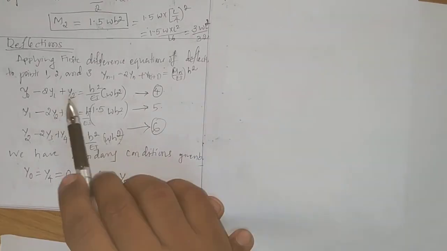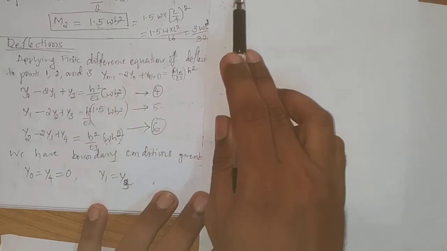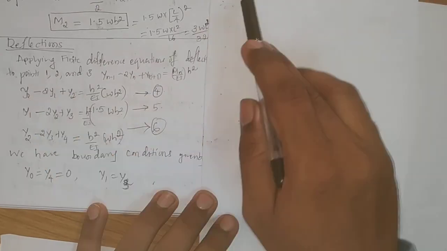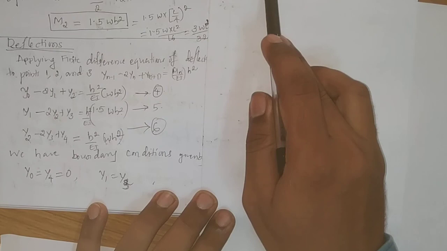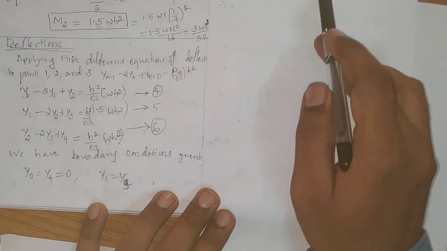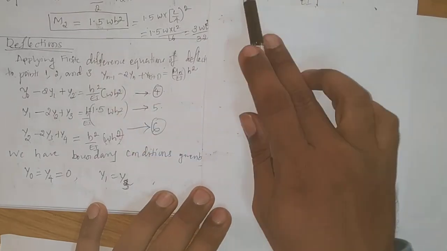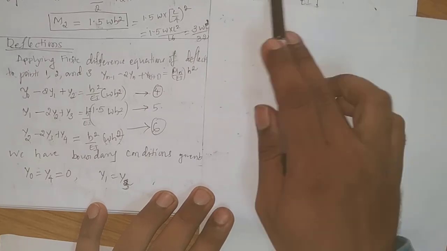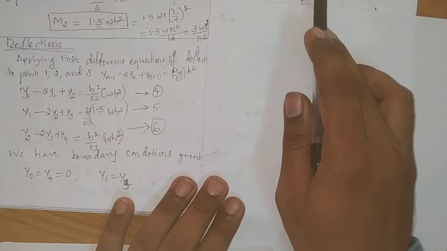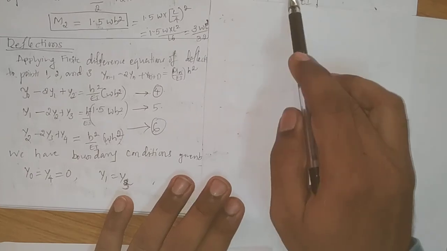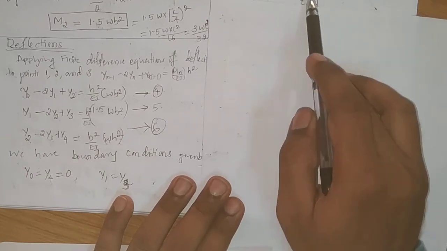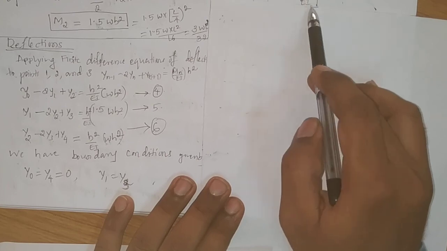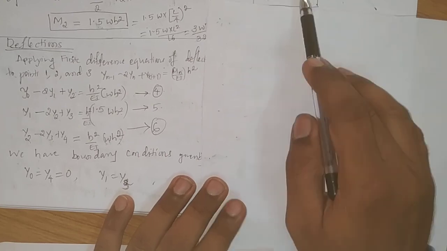Let us consider equation number 4. From equation number 4, y0 is equal to 0. So minus 2y1 plus y2 is equal to h square EI by w square. So therefore y2 is equal to, you send this minus 2y1 to the other side, therefore y2 will be equal to 2y1 plus wh to the power of 4 by EI. Okay, this is the value of y2.